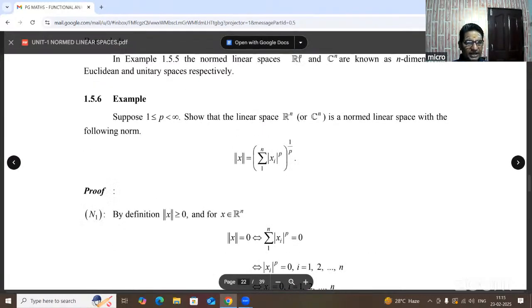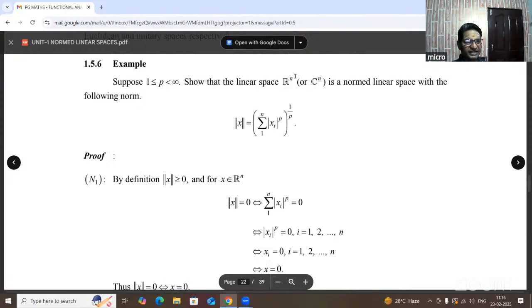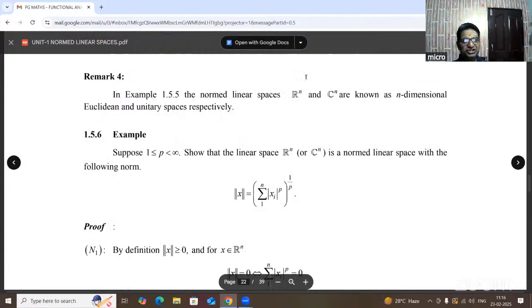Now the n-tuples of the real system and the n-tuples of the complex space: this is called n-dimensional Euclidean space, and this is called n-dimensional unitary space. R power n and C power n are referred to as such. Don't deviate here. Throughout, the n-dimensional real and complex spaces are both normed linear spaces. That is also one of the questions given.